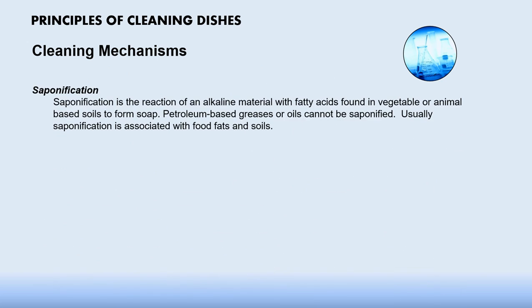Saponification. Saponification is a reaction of an alkaline material with fatty acids found in vegetable or animal-based soils to form soap. Petroleum-based greases or oils cannot be saponified. Usually saponification is associated with food fats and soils.